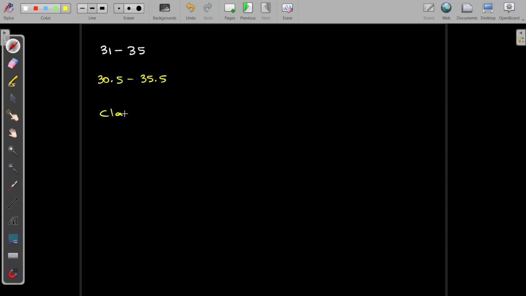So class width is equal to upper class boundary subtract lower class boundary. So 35.5 subtract 30.5, and that's 5. So this would be the class width, because they could ask you to calculate the class width, that's a total possibility. So you just know that you subtract the lower class boundary from the upper class boundary to get your class width.